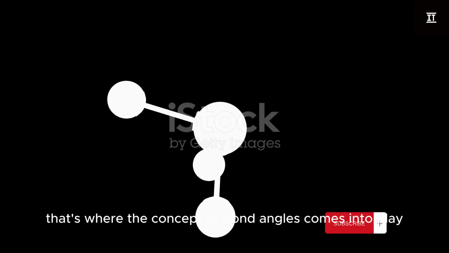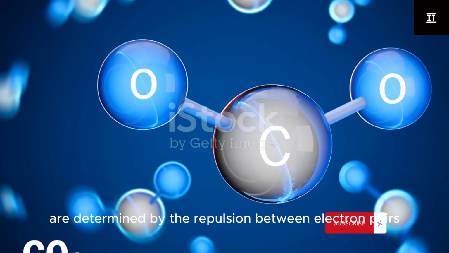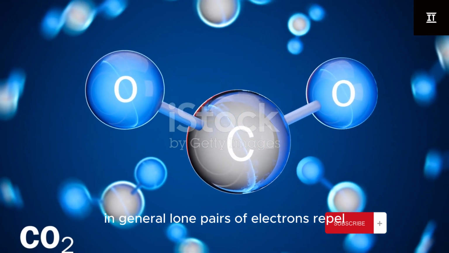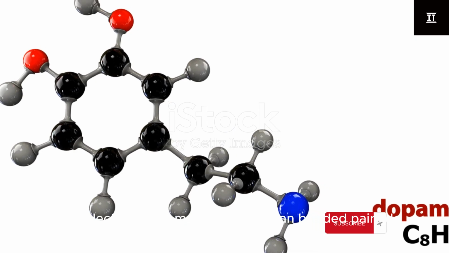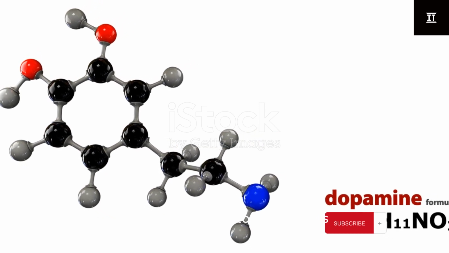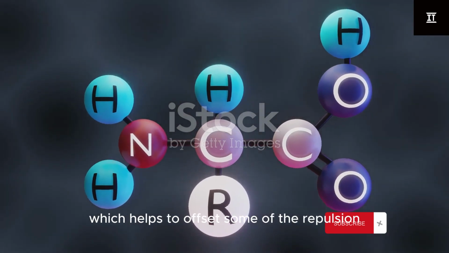Well, that's where the concept of bond angles comes into play. Bond angles are determined by the repulsion between electron pairs. In general, lone pairs of electrons repel other electron pairs more strongly than bonded pairs do. This is because lone pairs are only attracted to one nucleus, while bonded pairs are attracted to two nuclei, which helps to offset some of the repulsion.